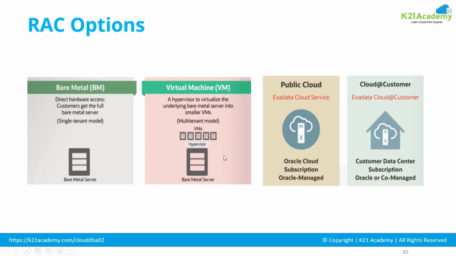Now coming to virtual machines, this is where you can configure a maximum of two-node RAC. Bare metal doesn't support RAC. If you want to deploy RAC on a high performance machine, that's where you deploy on Exadata Cloud Service or Exadata Cloud Customer. Otherwise, you deploy on a virtual machine DB system, and that's what we are going to look at in this hands-on lab.